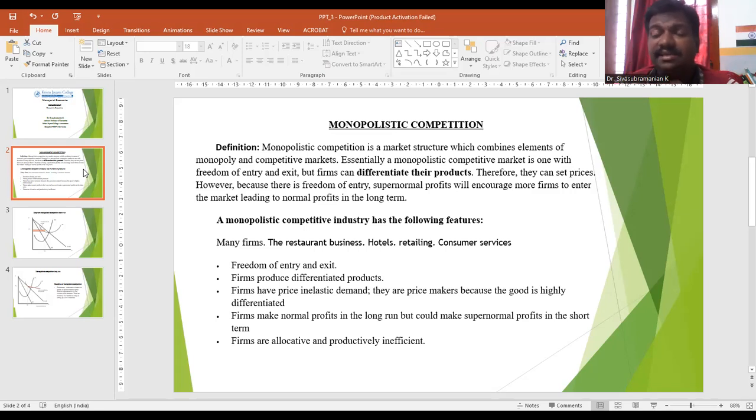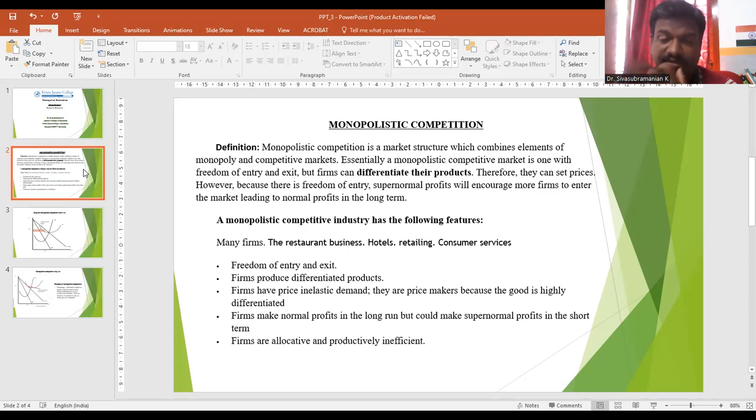So obviously, it seems like a combination of a monopoly market with competition, because in the initial stage of the emergence of the market, a firm will have limited power. Over a period of time, since the market has the characteristics of easy entry and easy exit, many people will tend to enter the market and divide the market share. So in the long run, those who are involved in selling goods in monopolistic competition could not make an abnormal profit as they earned in the beginning stage of starting their business. A monopolistic competitive industry has the following features.